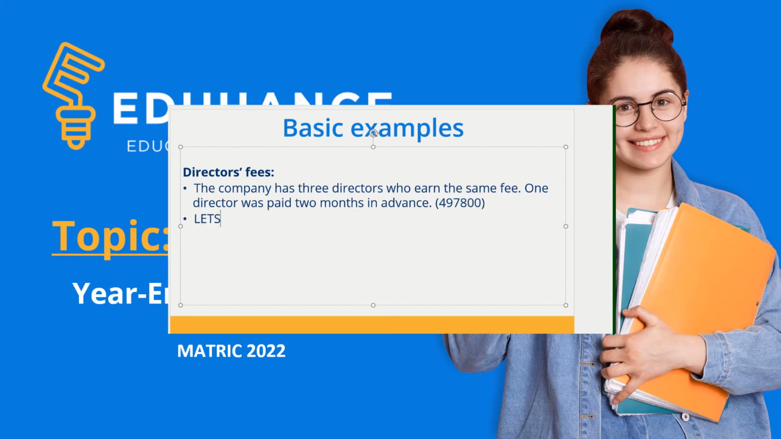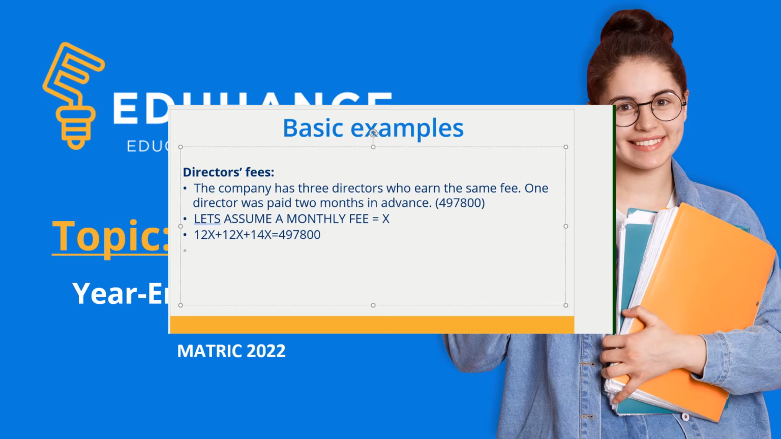Now let's assume a monthly director fee is equal to X, an unknown amount. The first director will receive a monthly fee for 12 months. So that's 12x. The second director will receive a monthly fee for 12 months. Again, 12x. The third director will receive for the 12 months plus 2 months more that were paid in advance. So that makes it a total of 14x, to give you the total amount of 497,800.